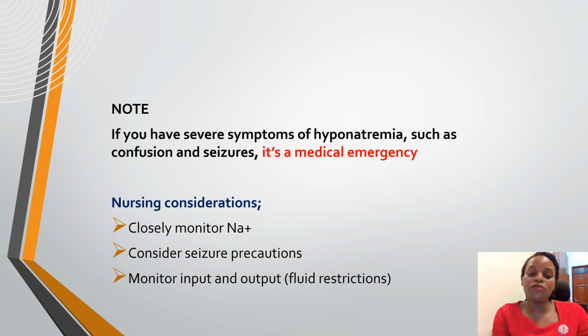If you have severe symptoms of hyponatremia, such as confusion and seizures, this is a medical emergency. So as you have a patient with this syndrome, you need to do your electrolyte analysis and monitor this patient closely. You need to consider this patient at risk for seizures and put seizure precautions in place. Some of the nursing considerations: closely monitor your sodium, consider seizure precautions, and monitor input and output, hence facilitating your fluid restrictions.